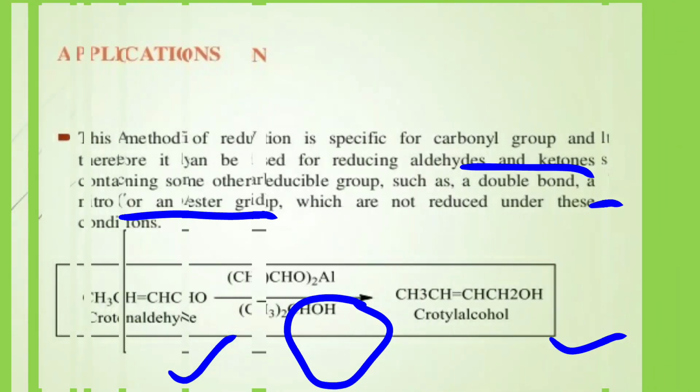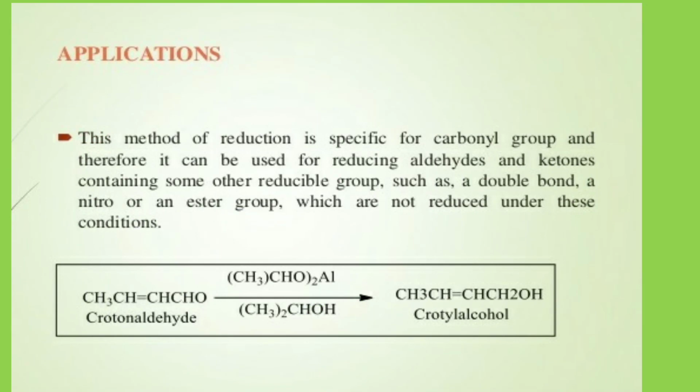What are the applications of this MPV reduction? This method of reduction is specific for carbonyl compounds, and therefore it is used for reducing aldehydes and ketones containing other reducible groups such as a double bond, a nitro compound, or an ester, which are not reduced under this condition.